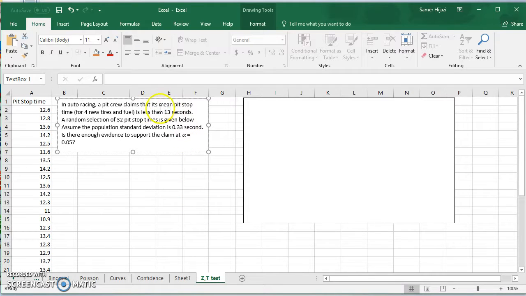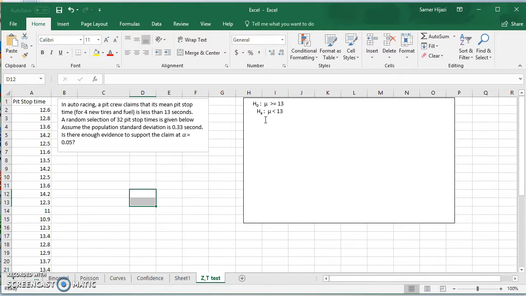For this problem, we see that the claim is less than 13 seconds. So the claim here is mu less than 13. Since it doesn't have the equality, we put it in the alternative hypothesis, which means the null will be mu greater than or equal to 13.